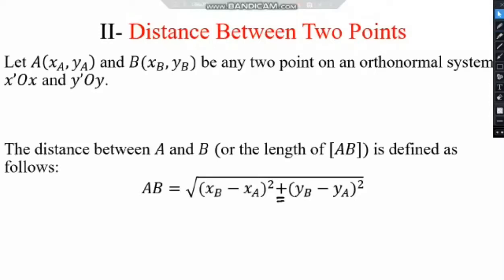Also in this formula we can write (xa minus xb) squared. We can switch xa minus xb, ya minus yb. It doesn't matter here since we have a square. It doesn't matter if we write (xa minus xb) squared plus (ya minus yb) squared.